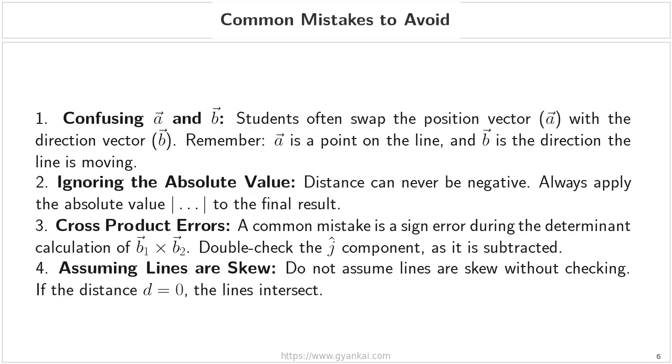Finally, do not simply assume that the lines you are given are skew. Always perform the calculation first. As we discovered in our worked example, if your final distance d equals 0, it means the lines are not actually skew, they actually intersect at a single point.